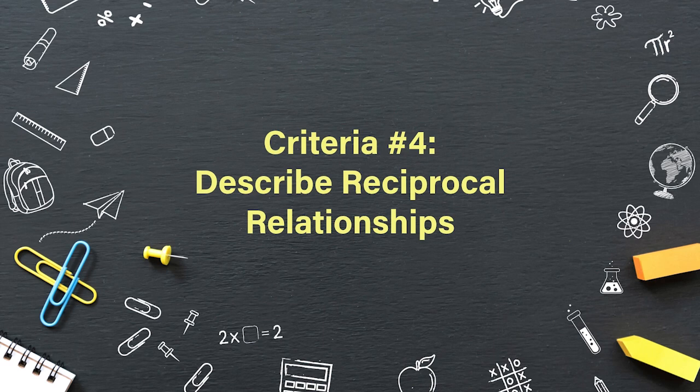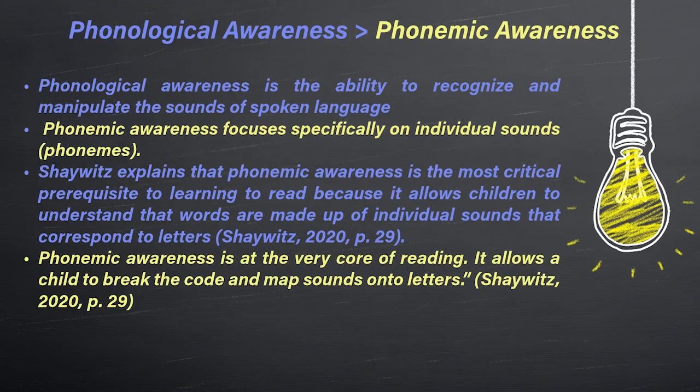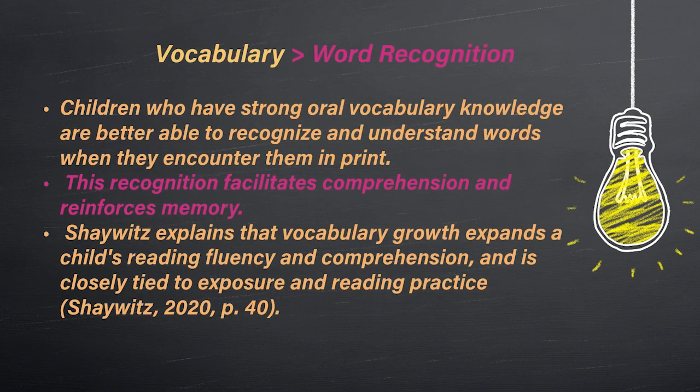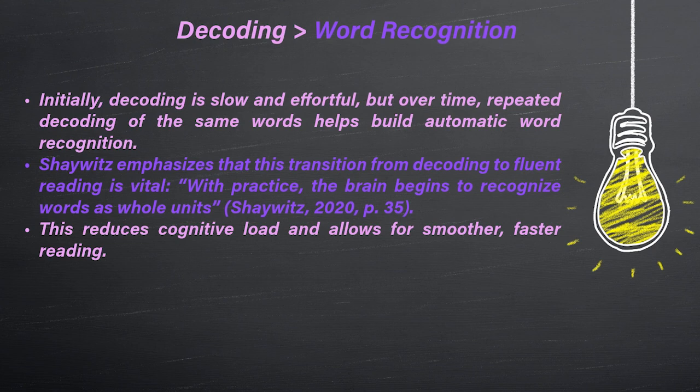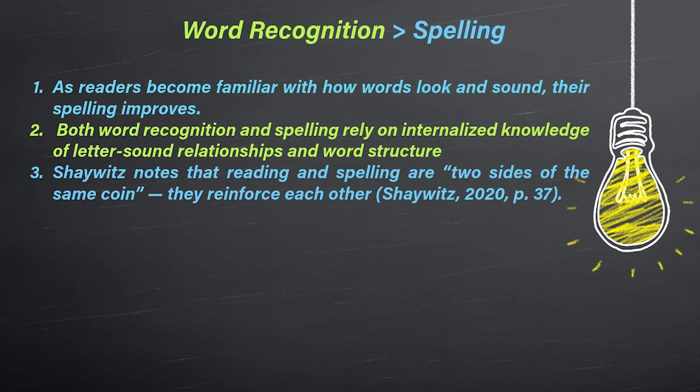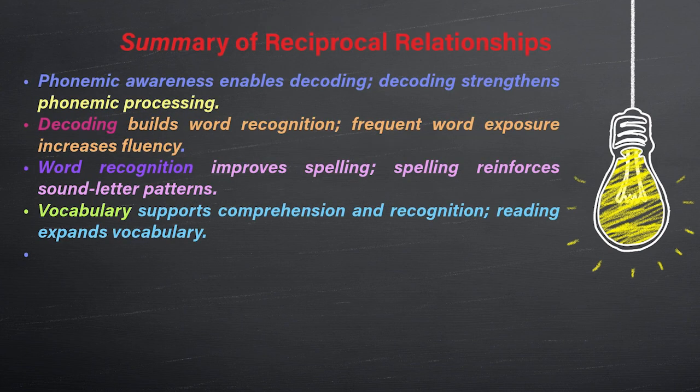Criteria 4, describing reciprocal relationships. Phonemic awareness grows from broader sound skills essential for decoding. A rich oral vocabulary supports both decoding and understanding print, especially important in content areas. With practice, decoding becomes automatic recognition, which reduces the effort and boosts fluency. Spelling helps internalize word structure and sound-symbol connections, which support reading. All of these work closely together to create the perfect reader who is able to read, comprehend, decode, recognize words, and spell correctly and fluently.